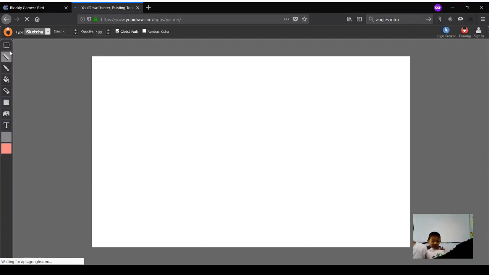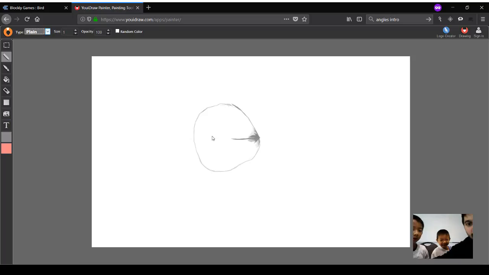So let's draw a circle. Can I draw a circle? Like this. Okay. Maybe I should use this. Oh, I see. Okay, so if we're pointing this way, this is 0 degrees. Okay? And then if we're pointing straight up, this is 90 degrees.